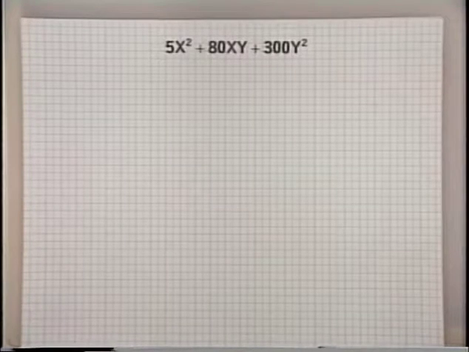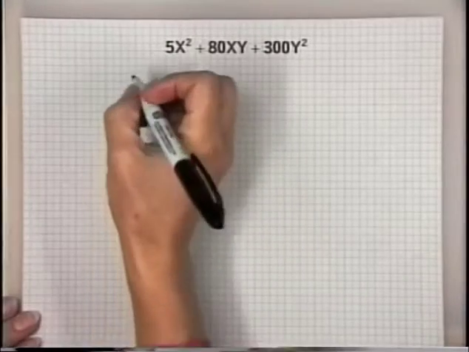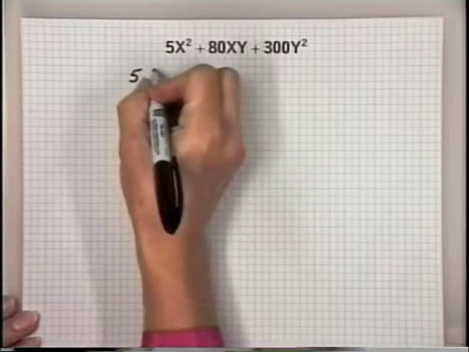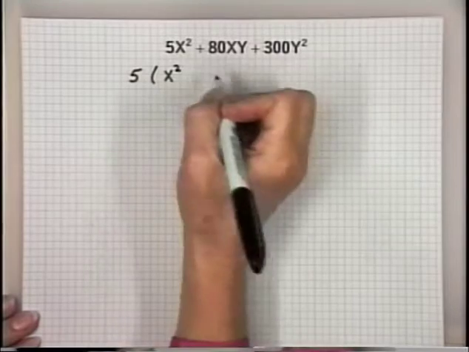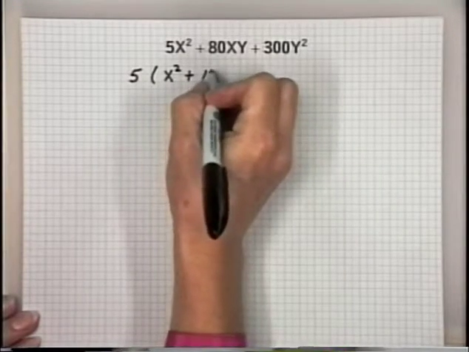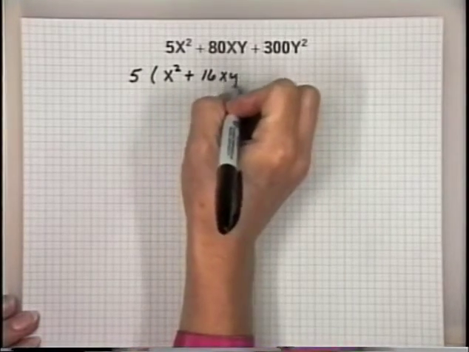Five x squared plus 80xy plus 300y squared. Is there a common factor in this problem? All of these numbers can be divided by 5, so we do have a common factor. There are no variable common factors. Factoring out 5, we have x squared plus 16xy plus 60y squared.